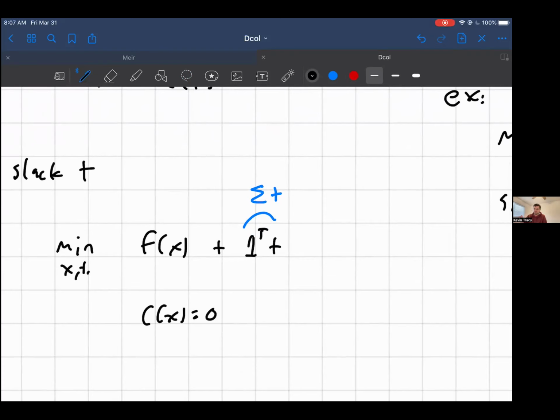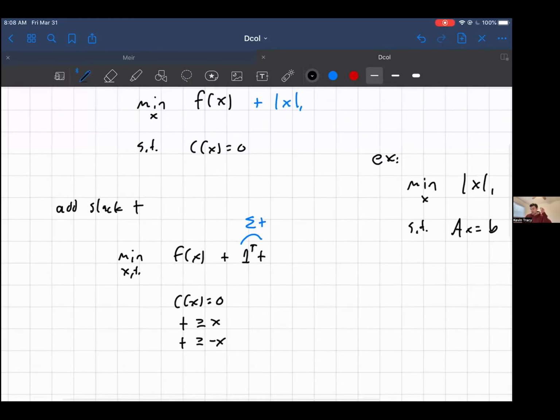And now I have to deal with this t. So I say that t must be greater than or equal to x, and t must be greater than or equal to negative x. So this will take a second. You'll have to write this down to commit yourself to it. But basically, I'm trying to minimize the sum of t, right? This is in the cost function. And I constrain t: I say t must be greater than positive x, and it must be greater than negative x. So what that means is that t is going to lock down to the lowest value that it can, which is going to be the absolute value of x.